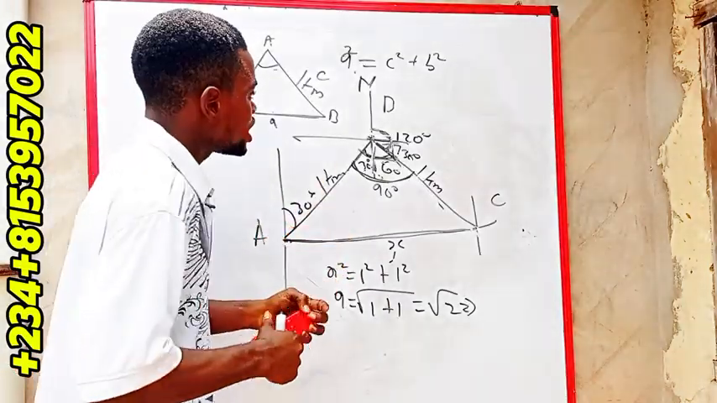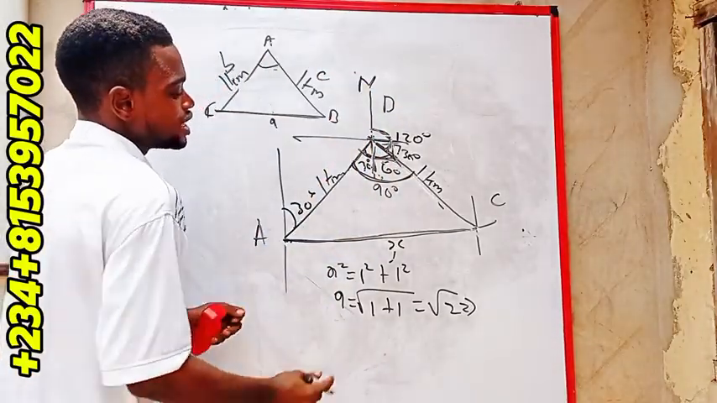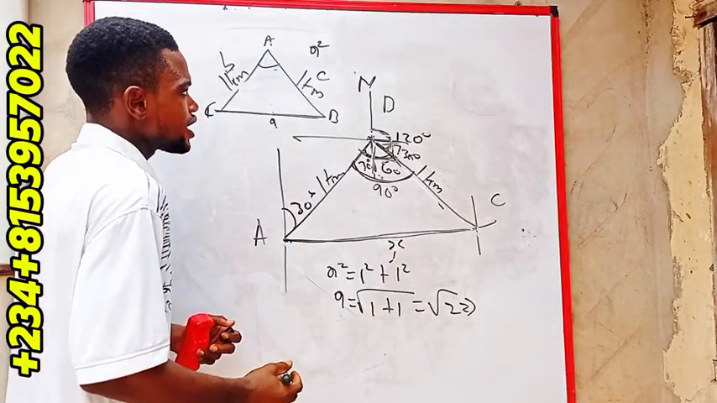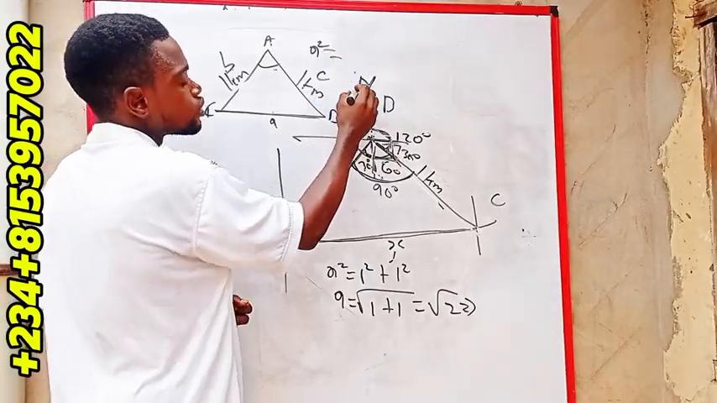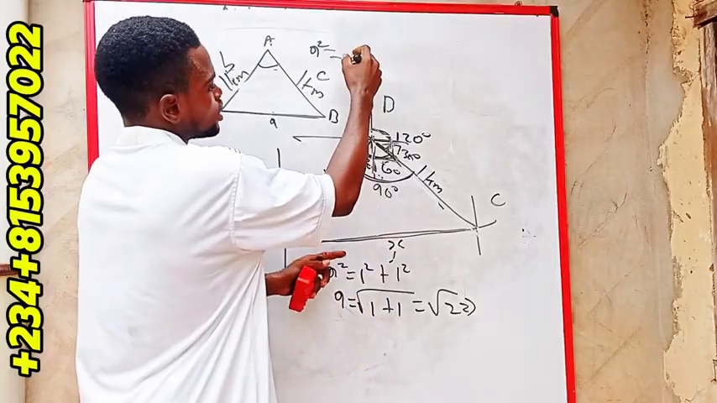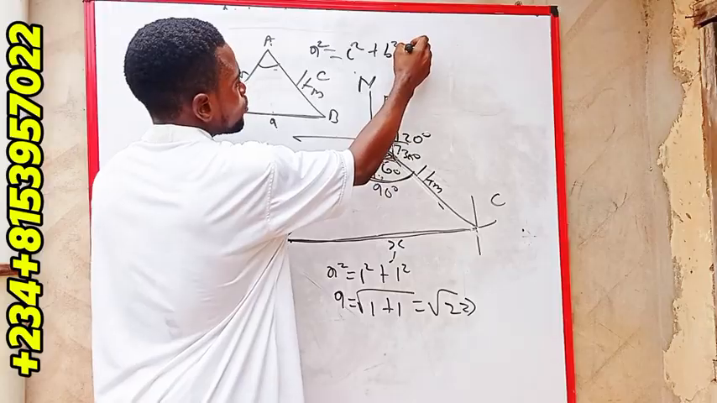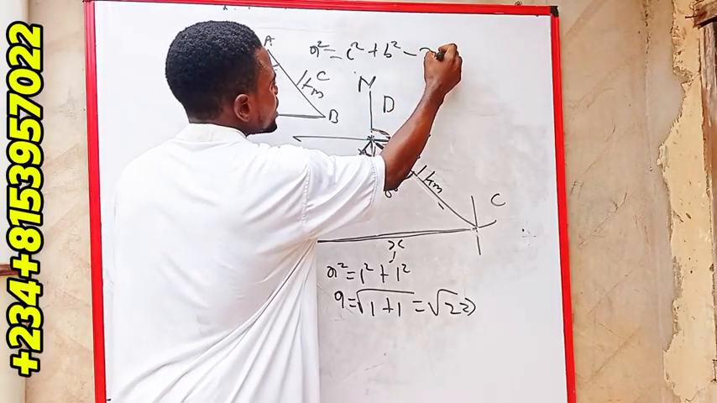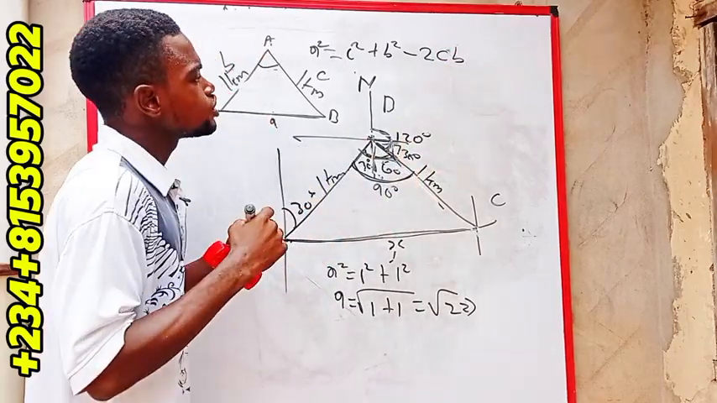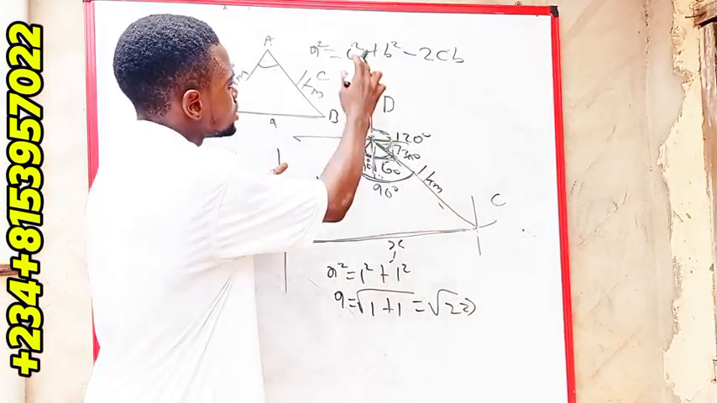You're going to use what? The cosine law. And what does the cosine law state? The cosine law states that this side that you're looking for, call it a square, is equal to c square plus b square minus 2cb. What is this 2cb? This 2cb is these two sides.